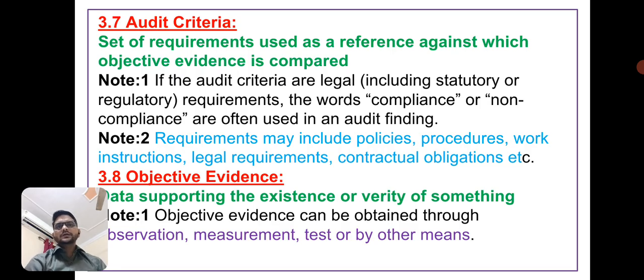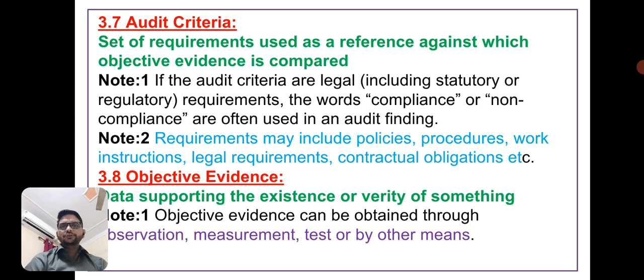And next, requirements may include policy, procedure requirement, work instruction, legal requirement, or contractual obligation requirement. These are the audit criteria: policy, procedures, and work instruction, legal requirement, or contractual obligation requirements. These are the audit criteria.